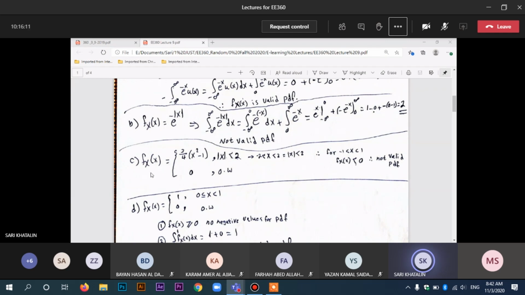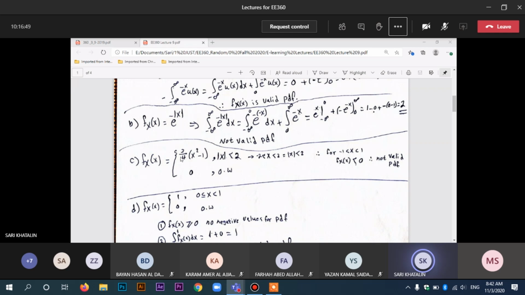We have another example here. Actually, you can continue these examples by yourself, but since this is a new distribution, let's go over it quickly. This PDF is given as 3/4 times x squared minus 1 for the absolute value of x less than 2. Now, x is between -2 and 2. This is the absolute value of x less than 2. That's what it means, okay?